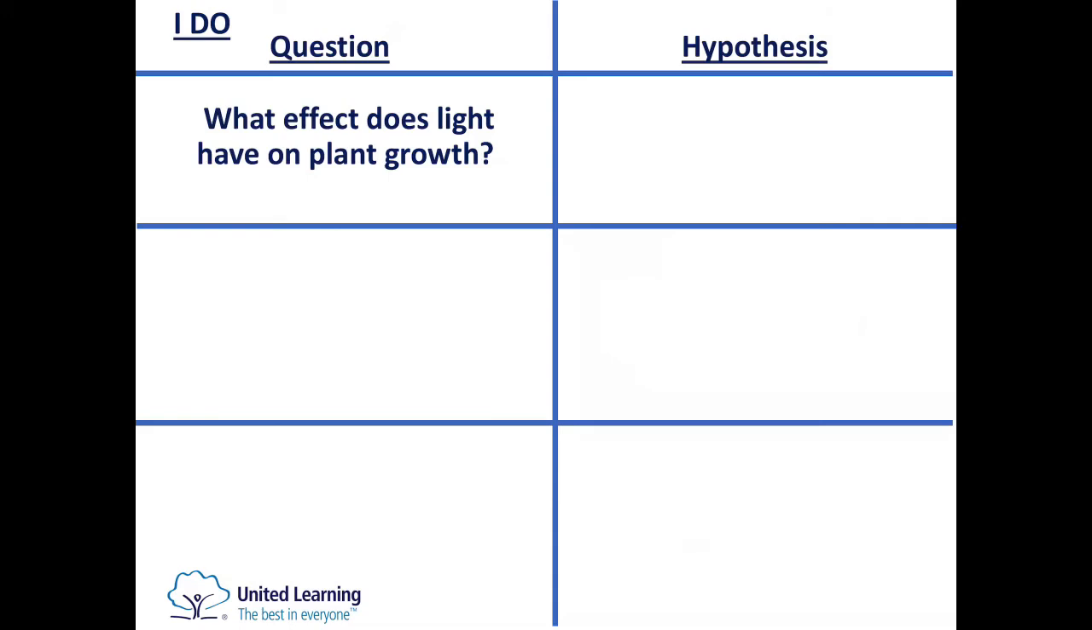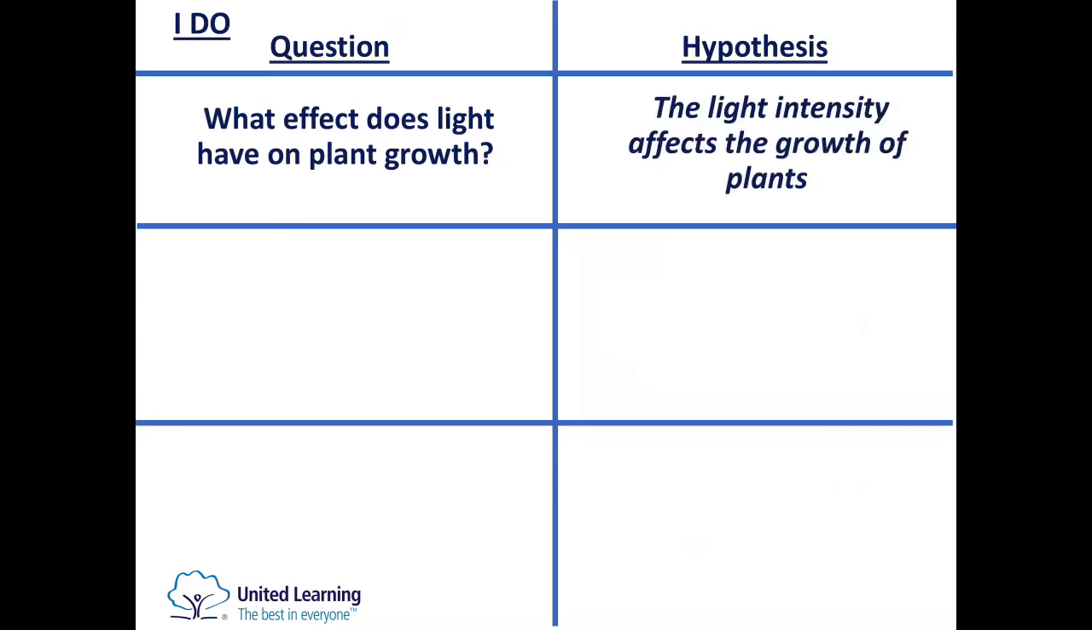I'm going to show you some more examples so then you can practice later by yourself. So on the left hand side, you can see a question that's being posed. What effect does light have on plant growth? So I'm going to formulate my hypothesis, and I'm going to write down the light intensity affects the growth of plants. So you can see here, I've used that affects in the middle.